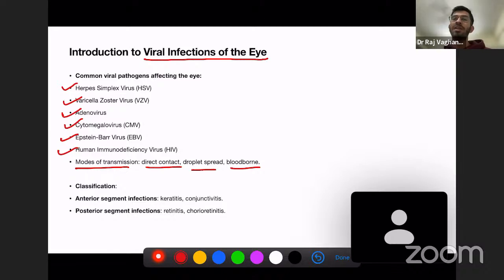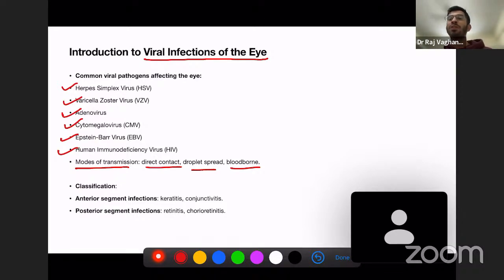So the common viral pathogens include herpes simplex virus, varicella zoster virus, adenovirus, cytomegalovirus, Epstein-Barr virus, and the human immunodeficiency virus. So these are the 7 viruses which are very important and which cause viral infections in your eyes.